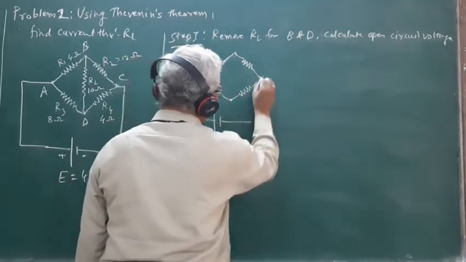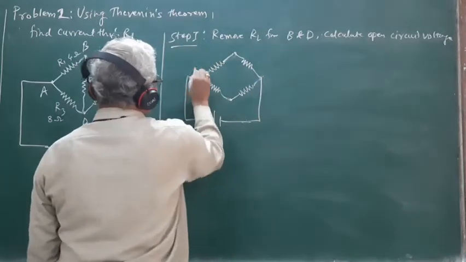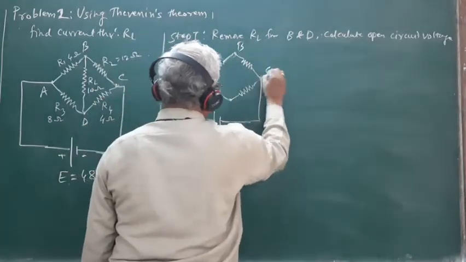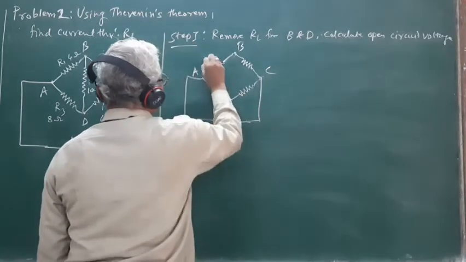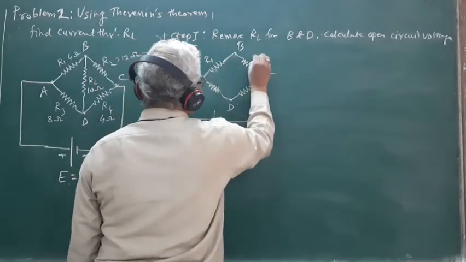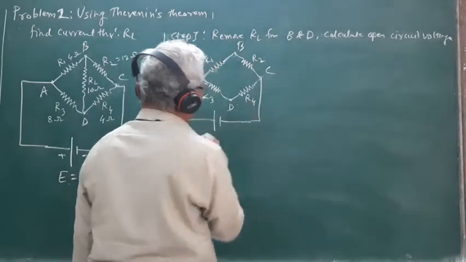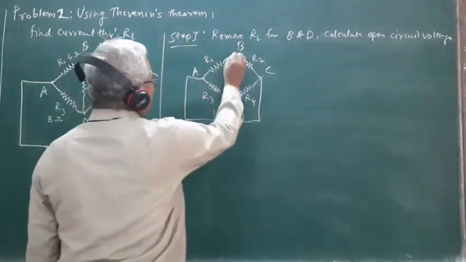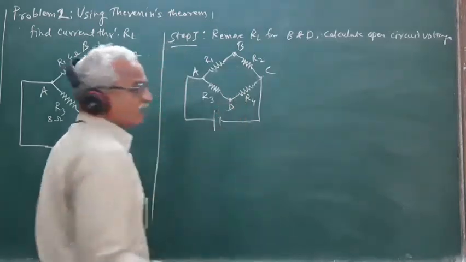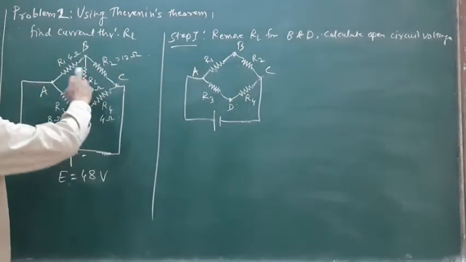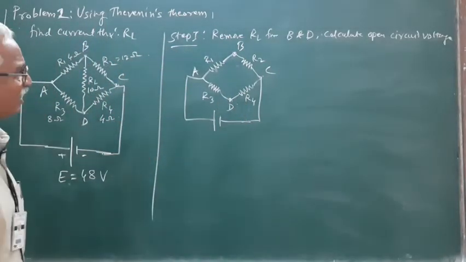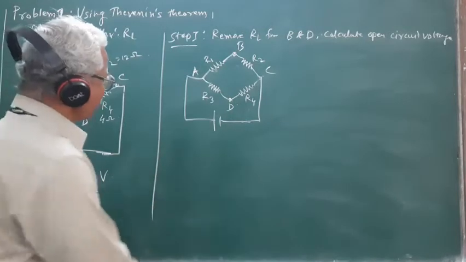Source of EMF. This is the terminal A, B, C, and D. This is R1, R2, R3, and R. So the terminals B and D are open circuit. The load resistance is removed from the terminals B and D. So we get this network.